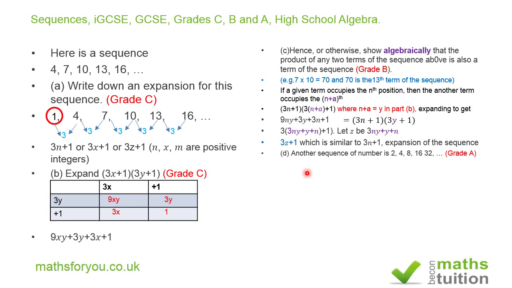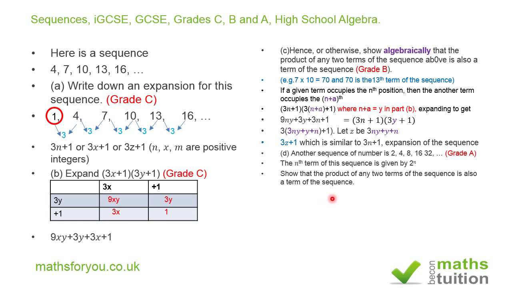Anyway, never mind. Now for part D, if you can do part C, you can do part D. Part D is so much easier. Right. We've got a sequence 2, 4, 8, 16, 32. And we can express the sequence in the form of 2 to the power n. It then says, show that the product of any two terms of the sequence is also a term of the sequence itself. Very similar to part C. But if you can do part C, you can do part D.